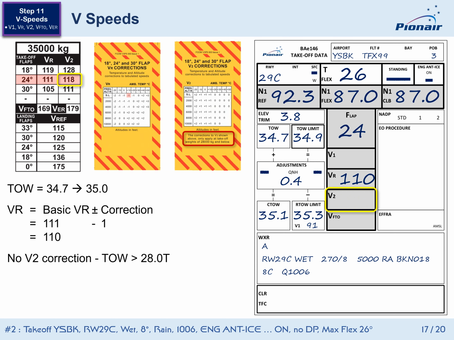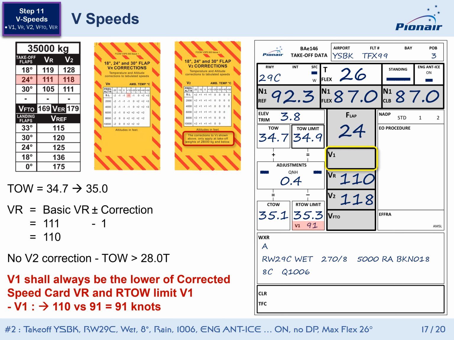Next, we occasionally need to consider a V2 correction, but since it's only required in the 200 series for takeoff weights of 28 tonnes or less, it's not applicable today, and the speed card V2 of 118 knots can go straight onto the toll card. Moving on, our V1 must always be the lower of the RTOW RAC manual limit V1, which we made a note of earlier, and the corrected speed card VR. In this case, the lower of the two speeds is the wet 91 knots. Time to fill in the V1 on the toll card.